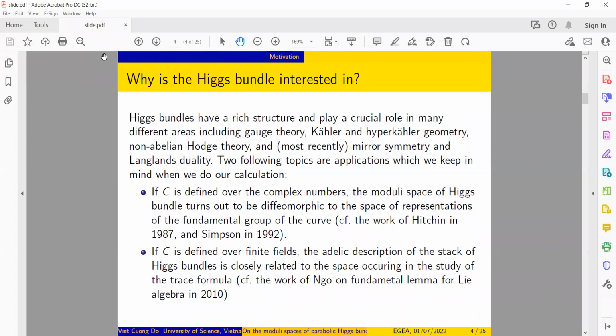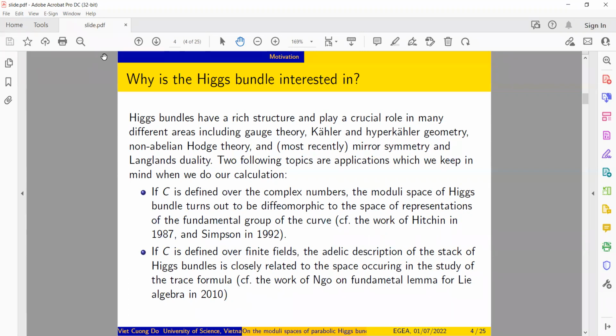And if C is defined over a finite field, we can have problems about counting points on the variety. Ngô found an application of Higgs bundles in his proof of the fundamental lemma for Lie algebras. The starting point is that the analytic description of the stack of Higgs bundles is closely related to spaces occurring in the study of the trace formula. That is the starting point of Ngô's proof of the fundamental lemma.